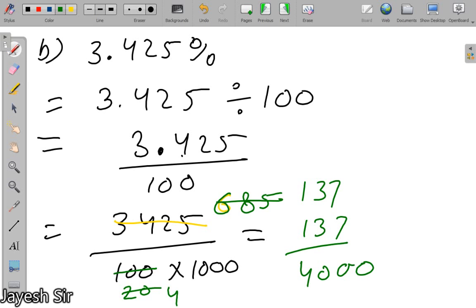To convert a number from percentage to a fraction, you divide by 100. To convert a fraction into percentage, you multiply by 100. That's it.